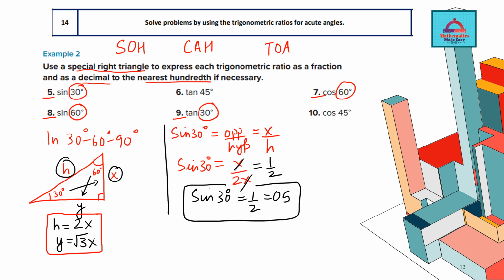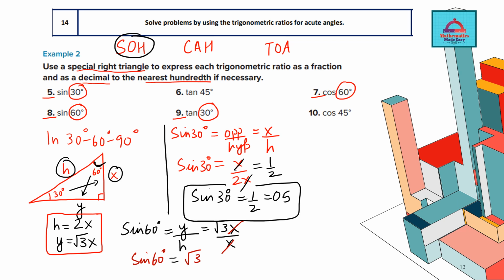So now I'm going to do sine 60 for you. So sine 60, again I'm going to use the formula, so opposite over hypotenuse, but this time I'm taking this angle. So opposite would be y over hypotenuse will not change, that is x. So y is how much? Root 3x by the formula, and x and x cancel. So root 3 sine 60 is the value.